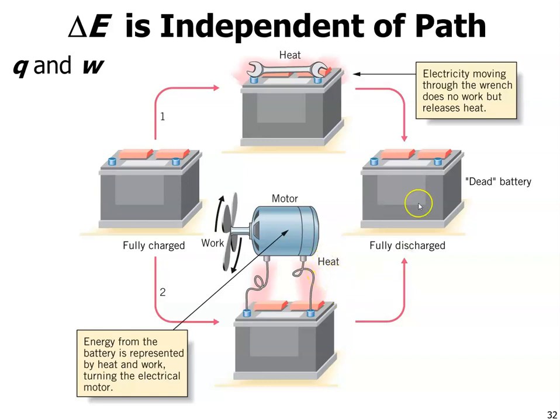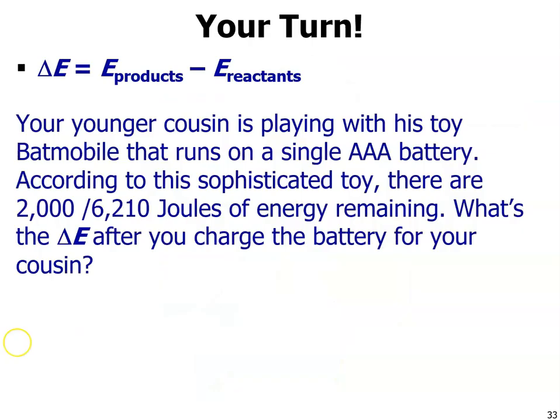So it doesn't matter how this delta E changes, the end result is still the same. You still have the same initial amount of energy in the fully charged battery, and in the end, that battery is dead. The energy has been released either through heat, or through work and heat, or through just work if you have a very efficient motor, for example. But the end is still a dead battery, and it's independent of the pathway.